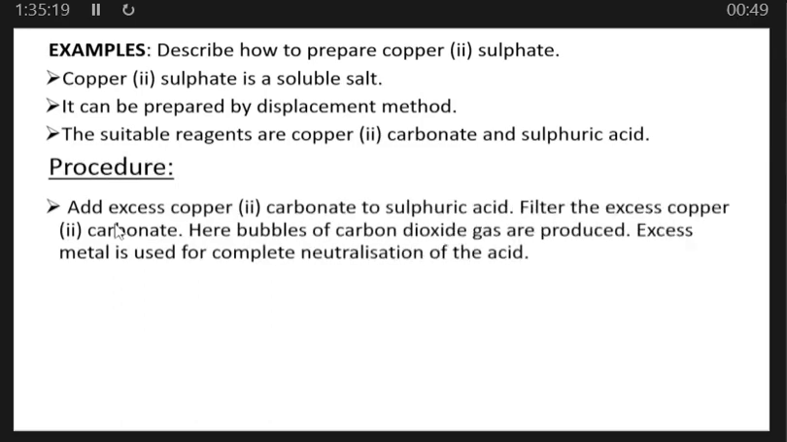So let's talk about the procedure. Under the procedure, we'll say add excess copper 2 carbonate to sulfuric acid, then filter the excess copper 2 carbonate. Here bubbles of carbon dioxide gas are produced. Excess carbonate is used for complete neutralization of the acid. Sorry, here it should have been excess copper 2 carbonate. From here we are saying carbon dioxide will be formed in this case. Now don't memorize the hydrogen, now it's the carbon dioxide.